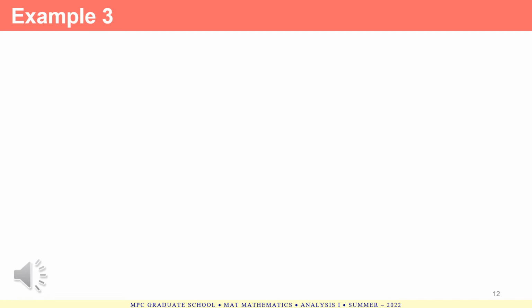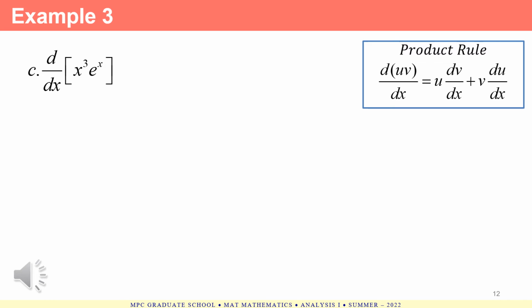Next, let's try to solve letter C. So that is the derivative of x raised to 3 times e raised to x. So for this case, we're going to use the product rule. So that is the derivative of u times v is equal to u times the derivative of v plus v times the derivative of u.